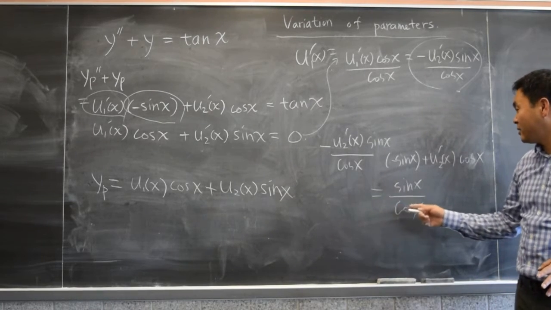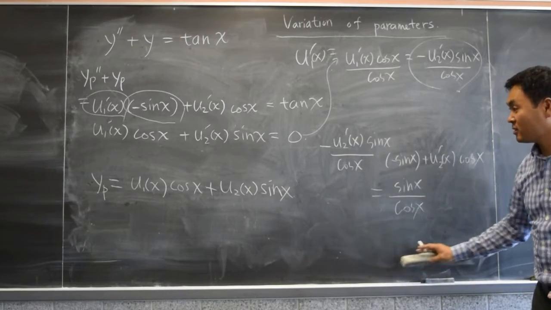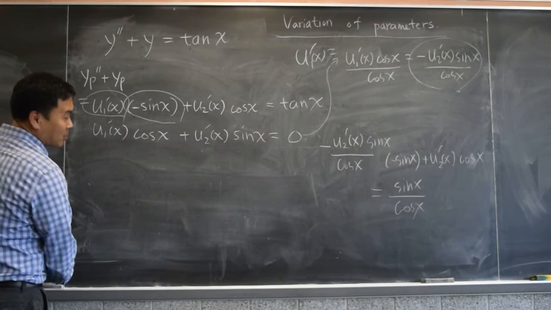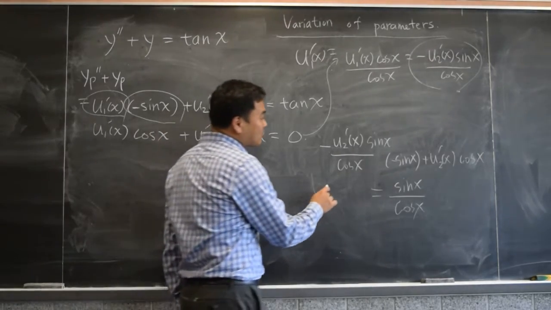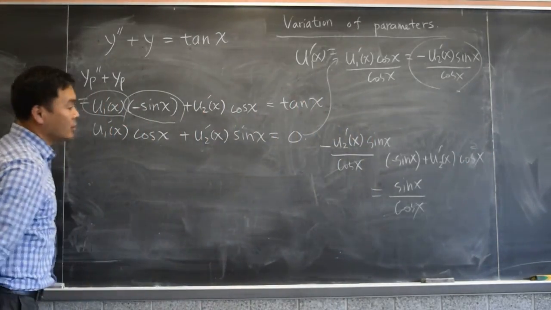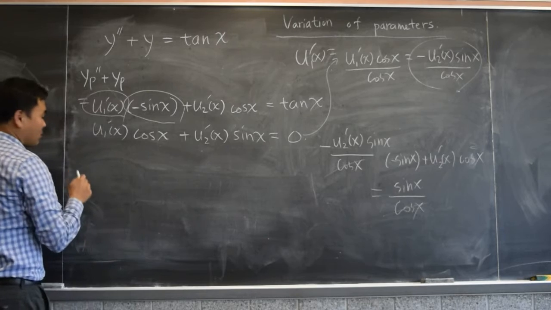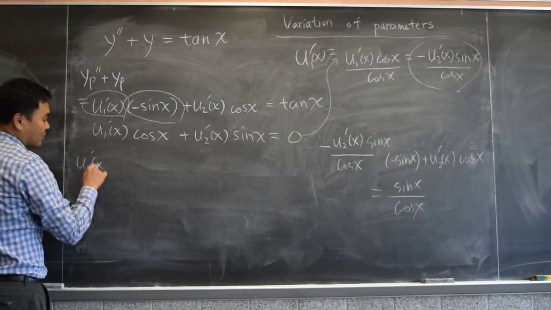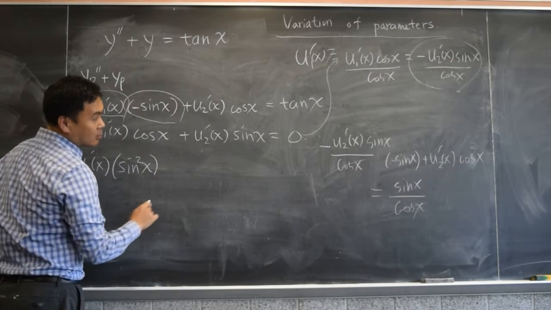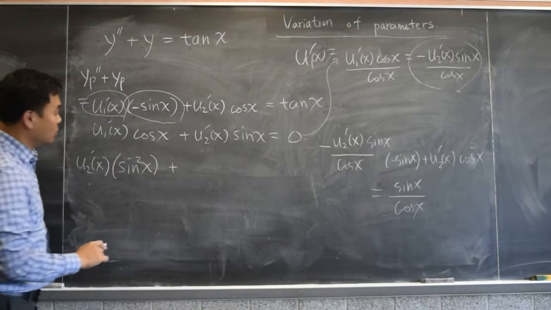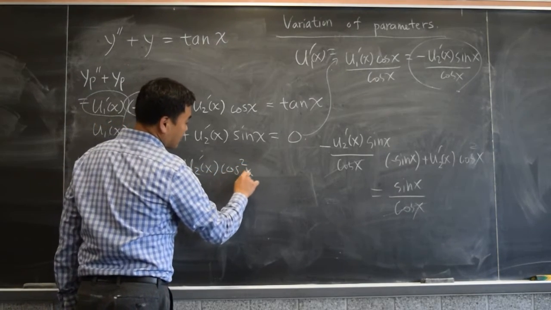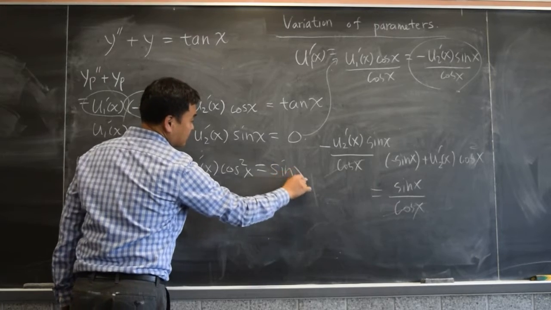Now multiply cosine everywhere. What do you get? Unfortunately, I think I need to erase this one. I don't have room. So first, if I multiply by cosine x, these cosines will go away, but this one will be squared, right? And then negative negative becomes positive. So here's what we get: u2 prime of x sine squared of x plus u2 prime of x cosine squared of x equal to sine x.